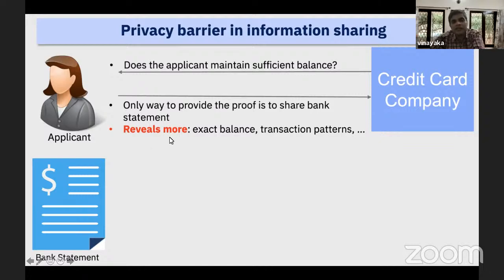The problem is that this reveals more than just the fact. Suppose the credit card company just wanted to make sure that on an average every month, the applicant maintains a balance of 1 lakh rupees. That's all they wanted to know. But here, they actually learn that she's maintaining not just 1 lakh, but actually 2 lakh balance every month. And they also get to know all the transaction patterns of hers.